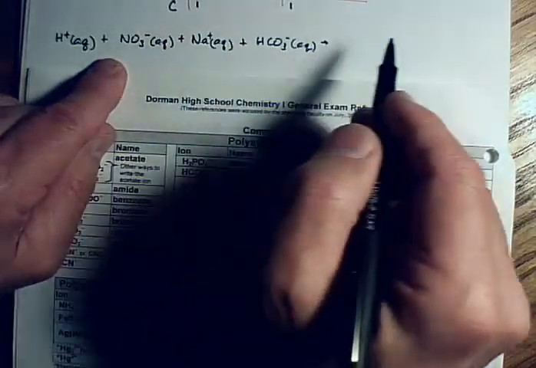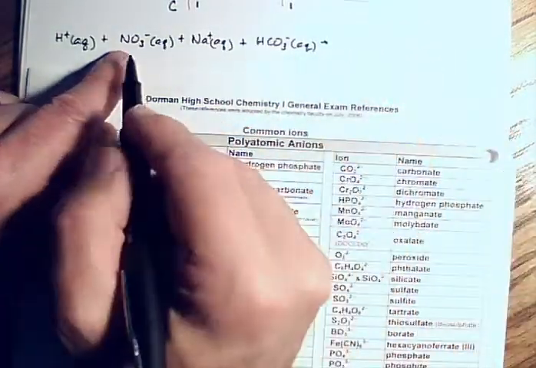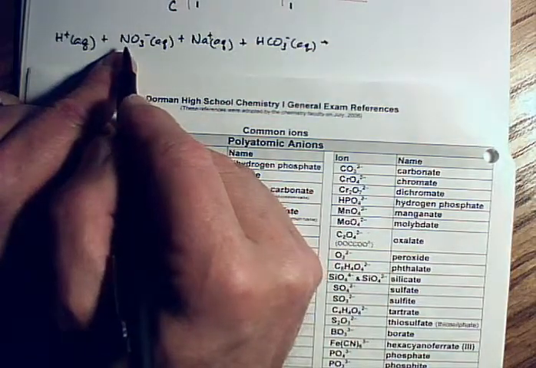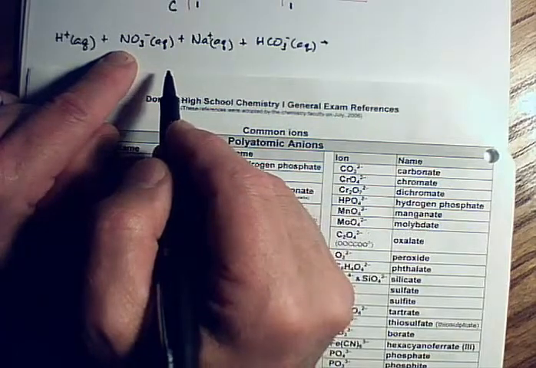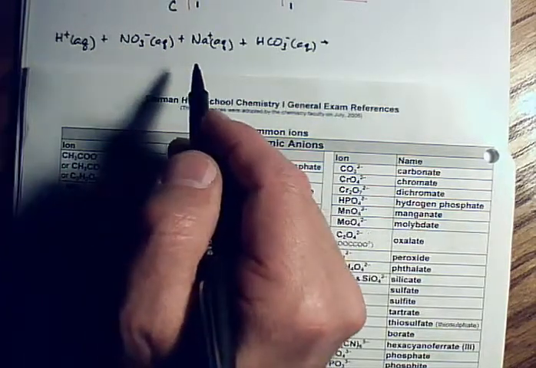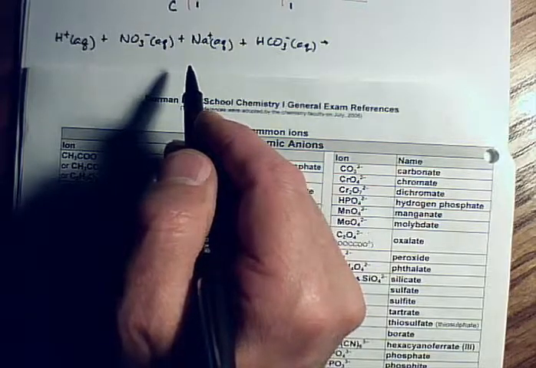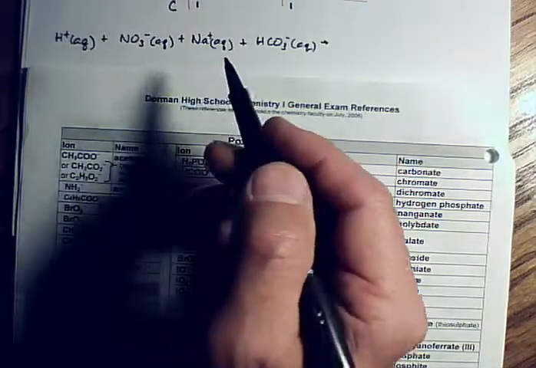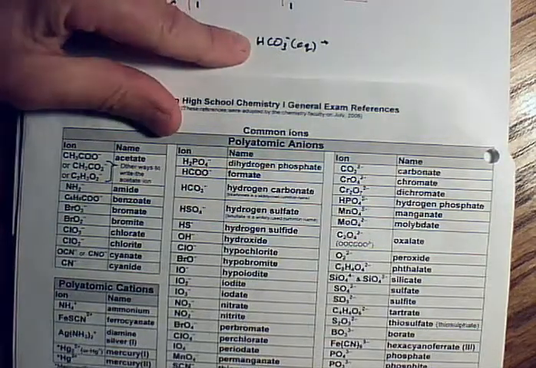Whether I'm taking and putting them over on the right-hand side to just predict the products of an equation, or I'm making them into these ionic equations, these complete or net ionic equations, polyatomic ions tend to stay together. Now in reality they sometimes don't stay together, but your first assumption, your first hypothesis, is they will stay together, okay?